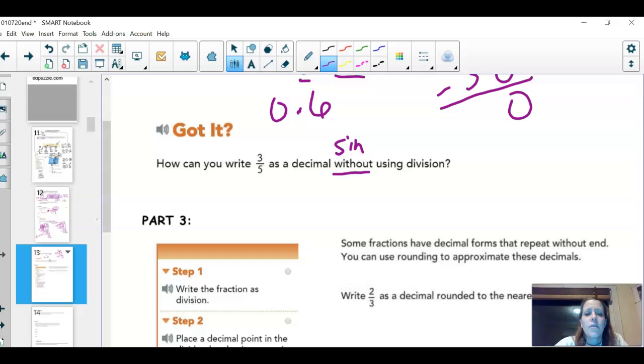Division, okay, division. So I have 3/5 as a decimal. I'm going to use equivalent fractions. Voy a encontrar una fracción que es el mismo de 3 y 5.